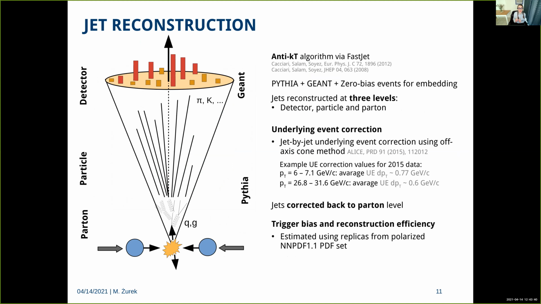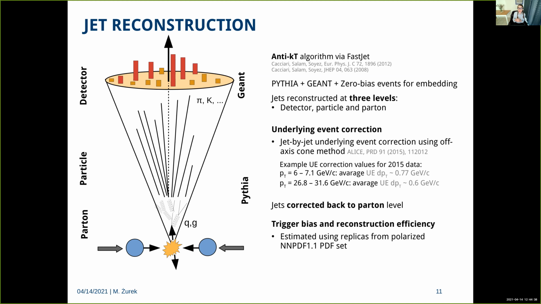So let me say a few words about our experimental method: how we reconstruct jets, how we measure jets, and how we reconstruct our double spin asymmetries. At STAR, jets are reconstructed with the anti-kT algorithm, and we correct the jets from the detector pT level to the parton pT, as well as correct for some small trigger biases and reconstruction inefficiencies. For this we also generate jets in a simulation based on PYTHIA and the GEANT detector simulation, with embedded zero bias data from the same period the data was collected. We reconstruct jets on three levels, namely detector, particle, and parton, to make these corrections.